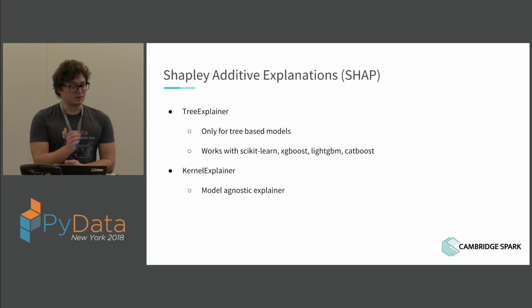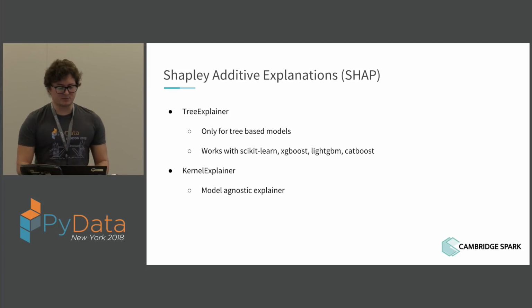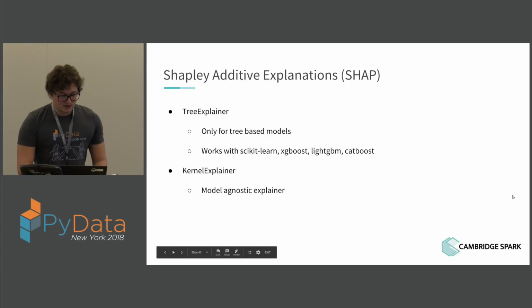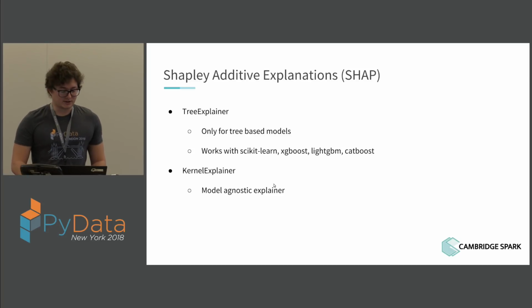So here you have two examples: the tree explainer that is working for all tree-based models that have a scikit-learn API. So scikit-learn, XGBoost, LightGBM, CatBoost works as well. And then the kernel explainer is the model agnostic one. So if none of the explainers work, you can use this one, but it's going to be fairly slow.